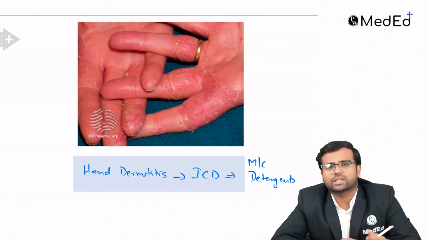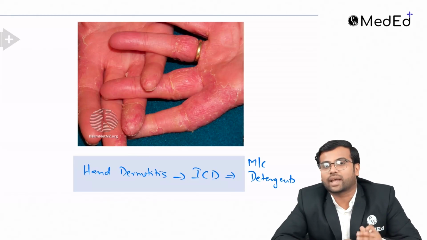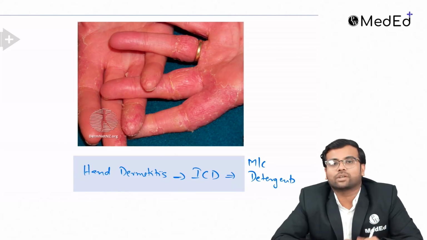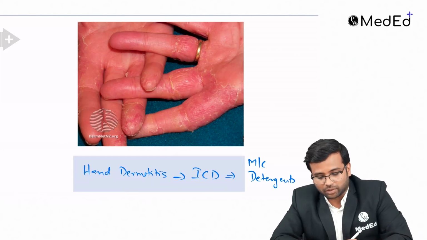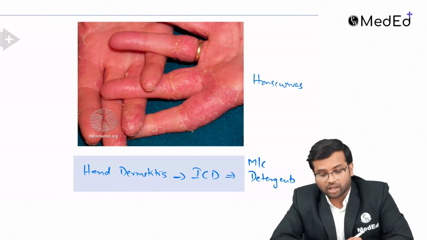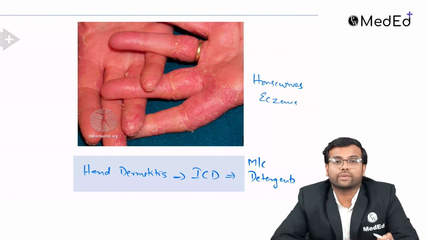Now if detergents is the most common culprit for hand dermatitis, then which is a category of patients who may present with this symptom? The category of patients who may present with this symptom is going to be housewives, isn't it? Hence it is called housewives eczema.